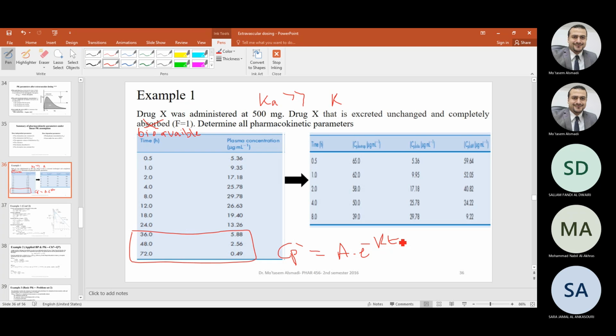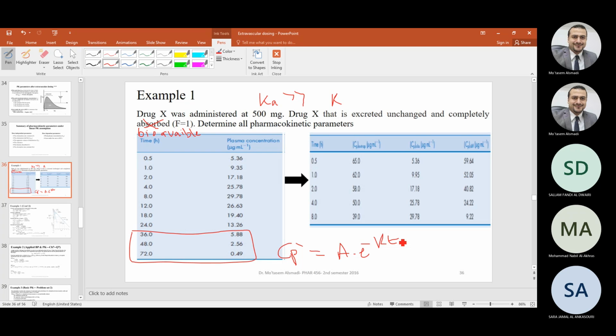We need to take the natural log or the log, right? So we need to take the natural log or log of this column here, which is the Cp prime, okay? And then do linear regression on that. From that, we can get the intercept and the k, which is relevant to the slope, right? Once we do that, we know the parameters, which are the capital A and the K, right? This is the first step.